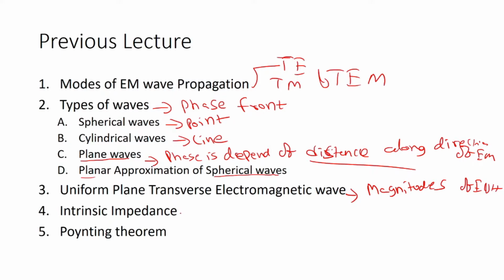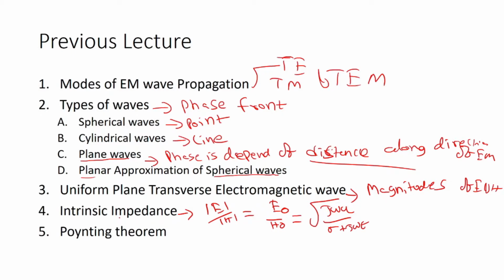Next, we have discussed a wave propagation parameter called intrinsic impedance, which is defined as the ratio of magnitudes of electric field and magnetic field at a given instant at any point. Thereby, we have also said that this can also be equal to E naught by H naught, where E naught and H naught are the initial values of electric field and magnetic field intensities. And for a uniform plane wave, we have derived that the intrinsic impedance is equal to square root of j omega mu by sigma plus j omega epsilon.